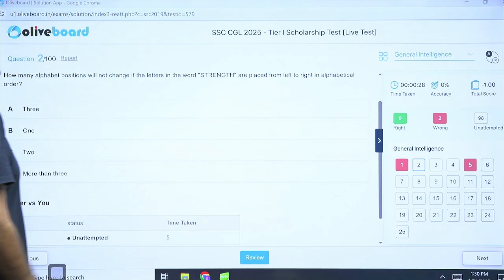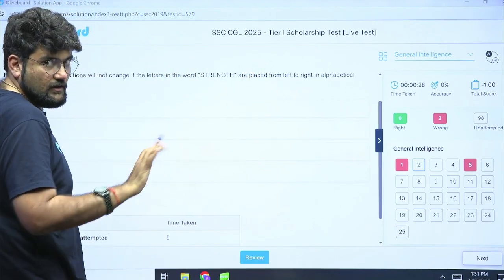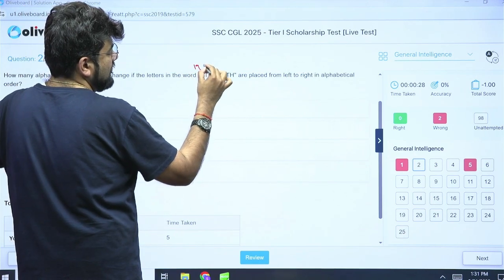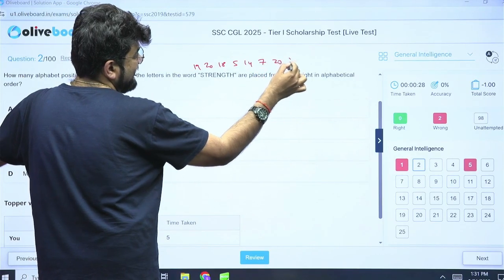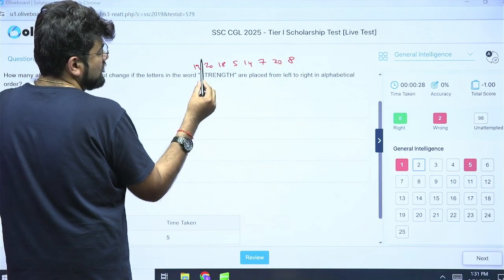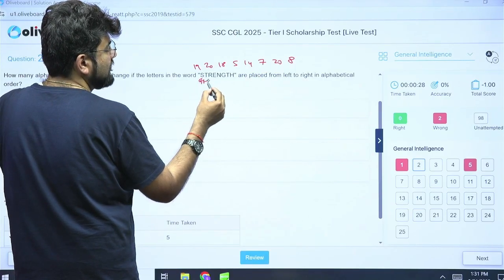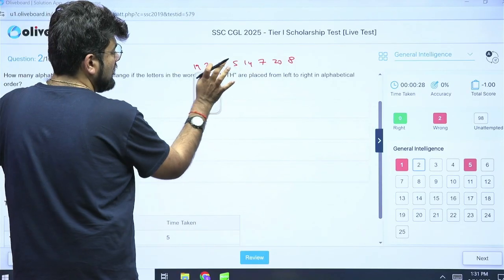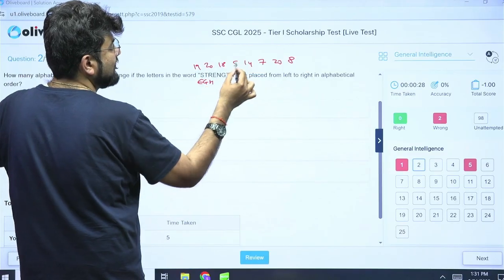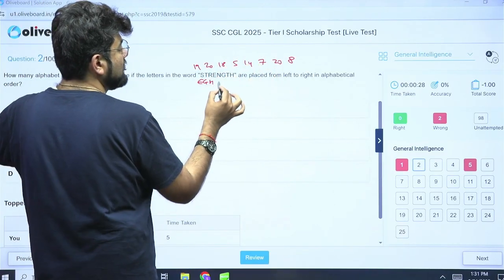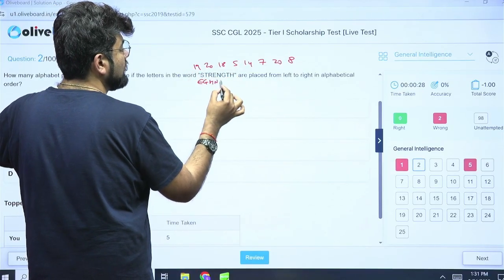So how many alphabetical positions? We have STRENGTH here. If arranging in alphabetical order is difficult, just write their place values. So this is 19, 20, 18, 5, 14, 7, 20, 8. You will start with 7 obviously, so this will be G. Then the next will be 8, so it will be H. Next we'll start with 5, 7, 8, so we have E, G, H. Then we have 14, so we have N. Then we have 19, 20, 20, so we have S.